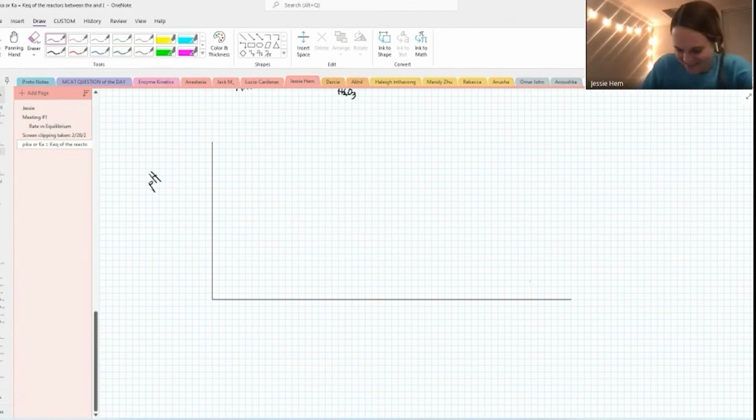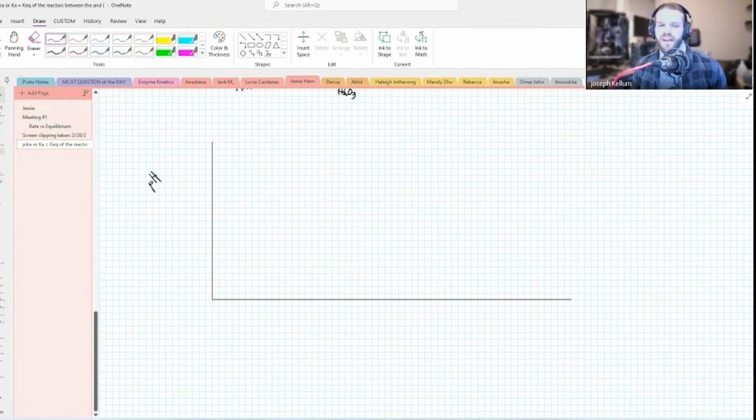So the most important thing, I think, or one of the most important things to be aware of in a titration is what your axes actually are.